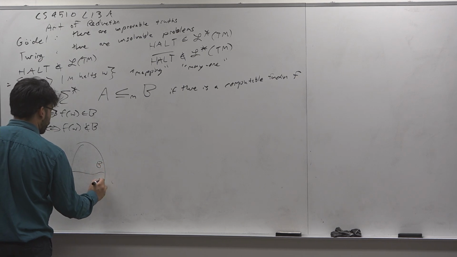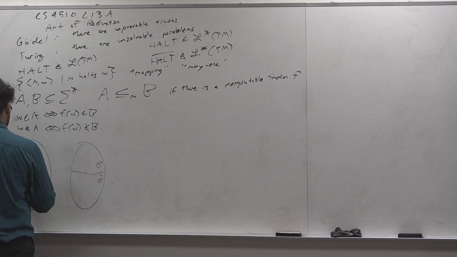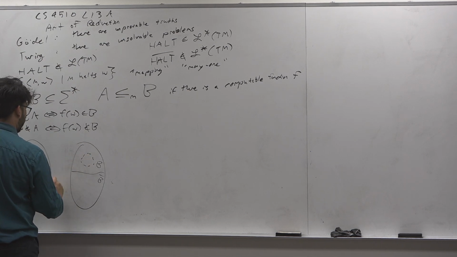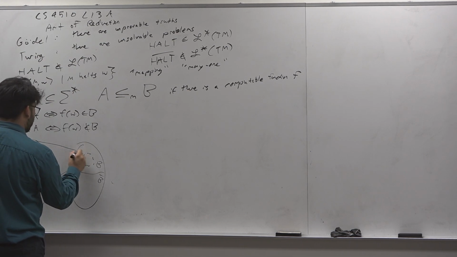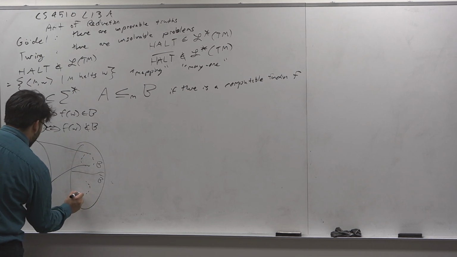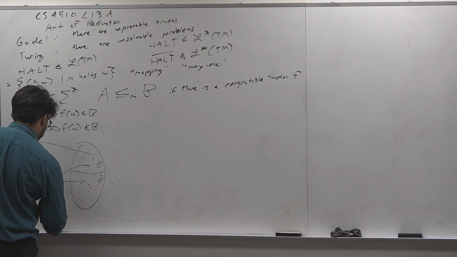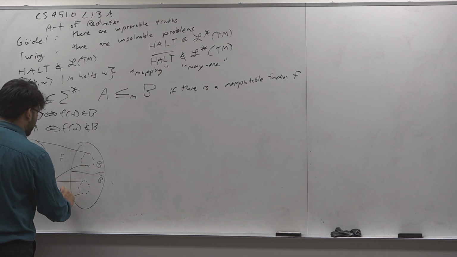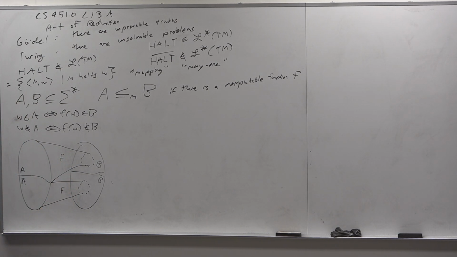So let this be B and this be B complement, let this be A and this be A complement. What happens is the mapping reduction maps all good things in A to good things in B, and all bad things in A to bad things in B. This is the image we have of the reduction. And again, the Turing computable function f is one that must halt on all inputs, right?